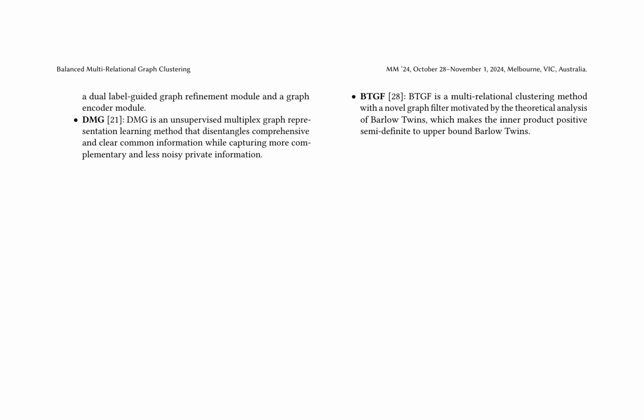The dual-label guided graph refinement module and the graph encoder module are pivotal components of the balanced multi-relational graph clustering M24. This approach combines 2 unsupervised multiplex graph representation learning methods, DMG and BTGF. The DMG method disentangles comprehensive and clear common information while capturing more complementary and less noisy private information from multi-relational graphs. It is designed to provide a balanced representation of the graph, addressing limitations inherent in single-method solutions.